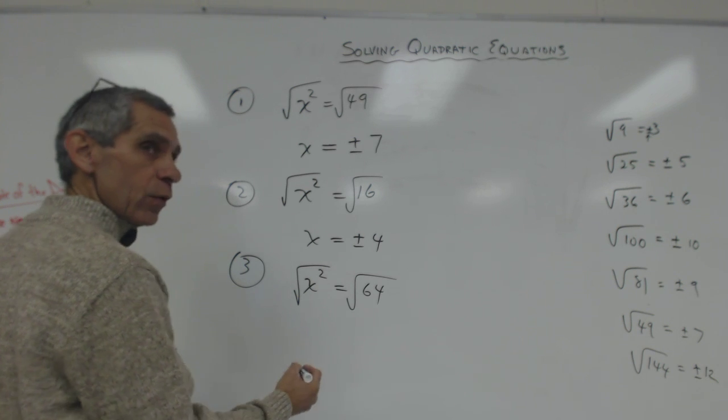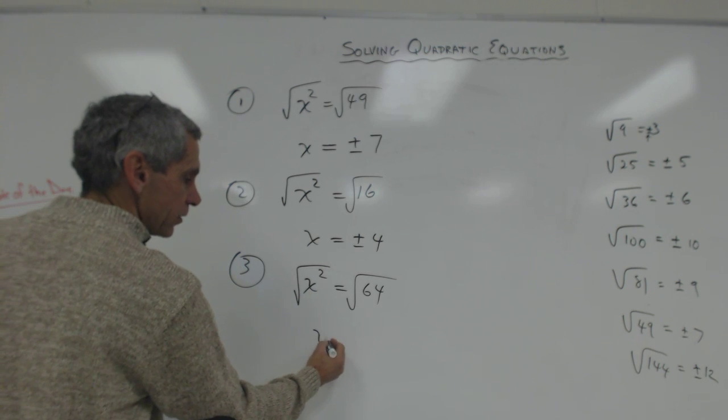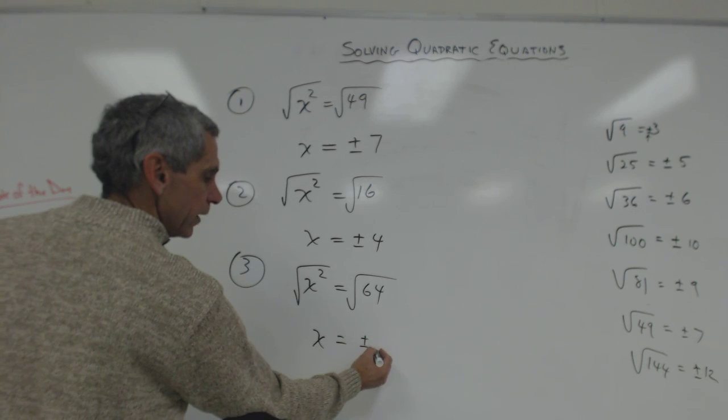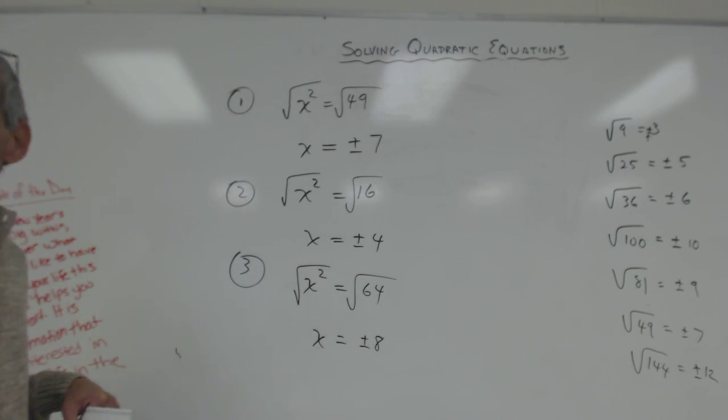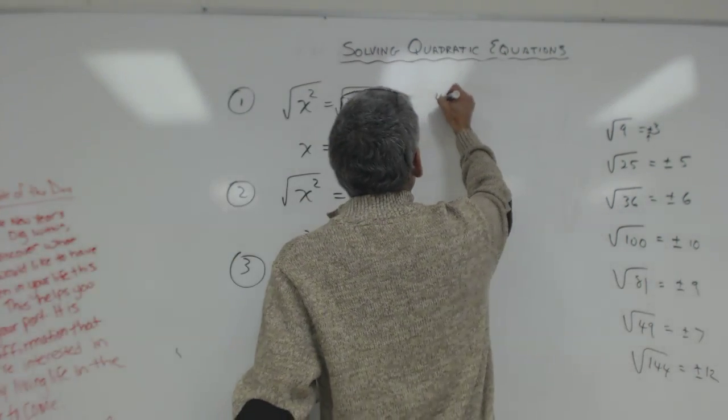Okay, but what do I do? Square root of x squared is x. Equals plus or minus 8. Okay, all right, how about this?